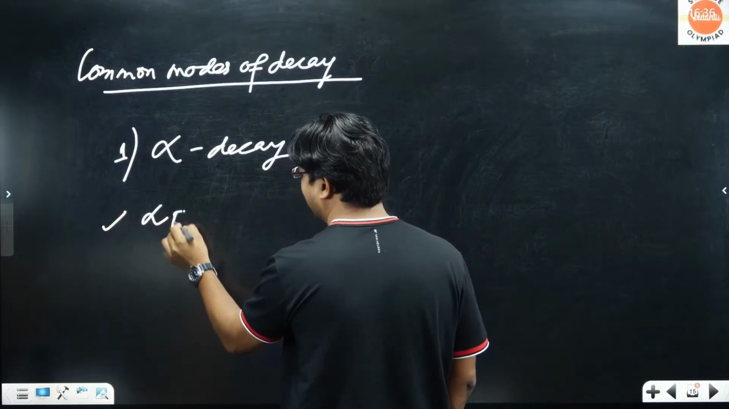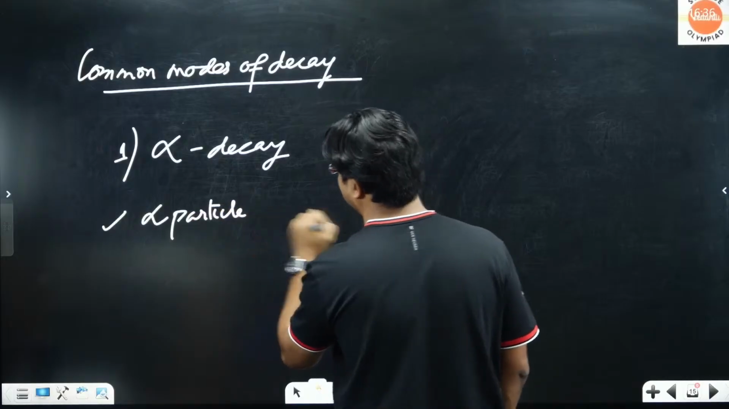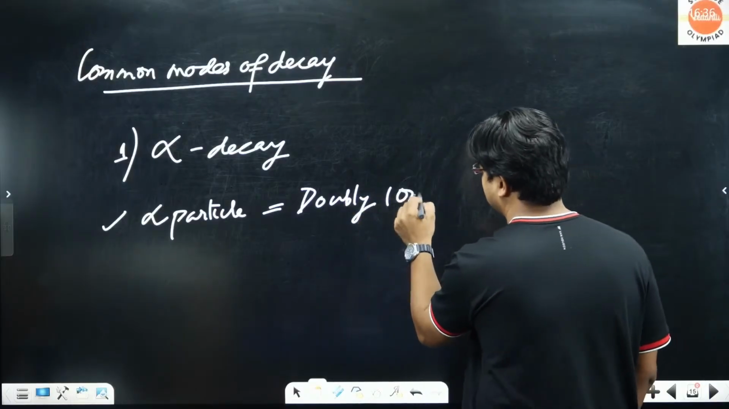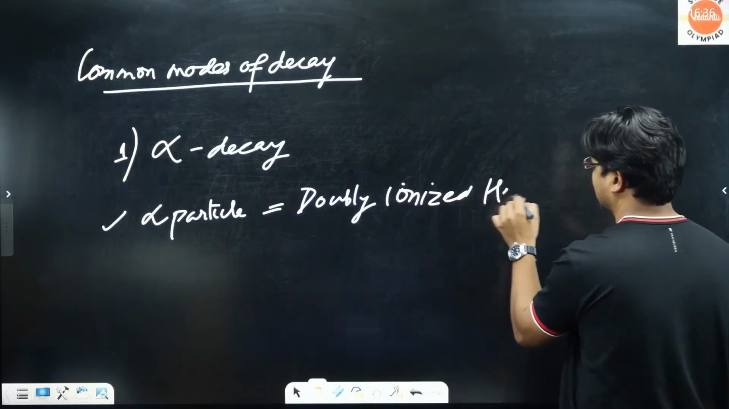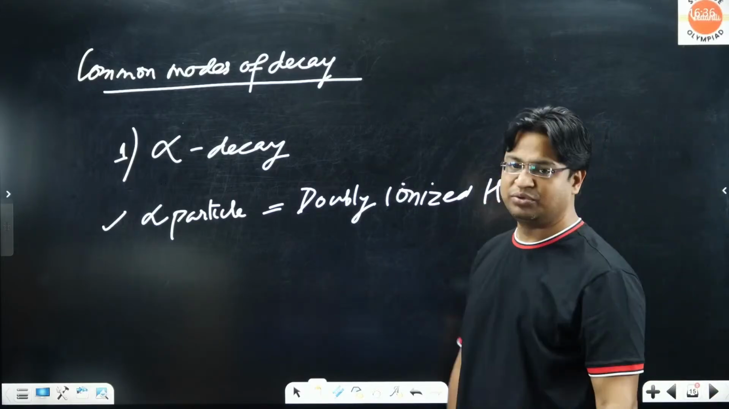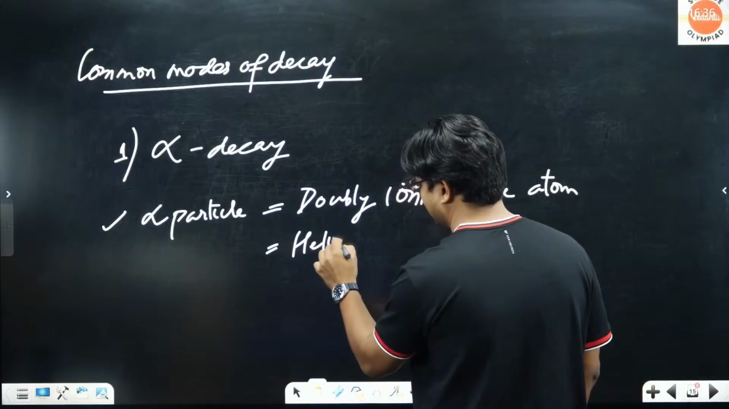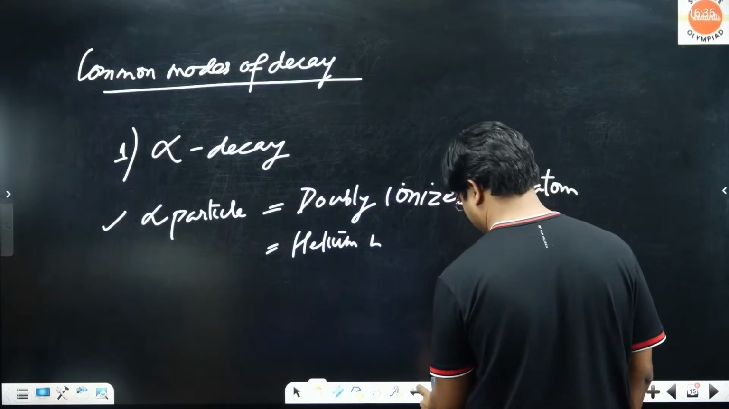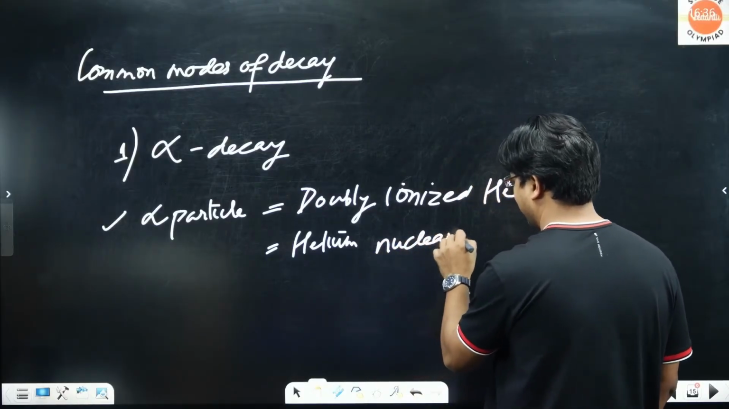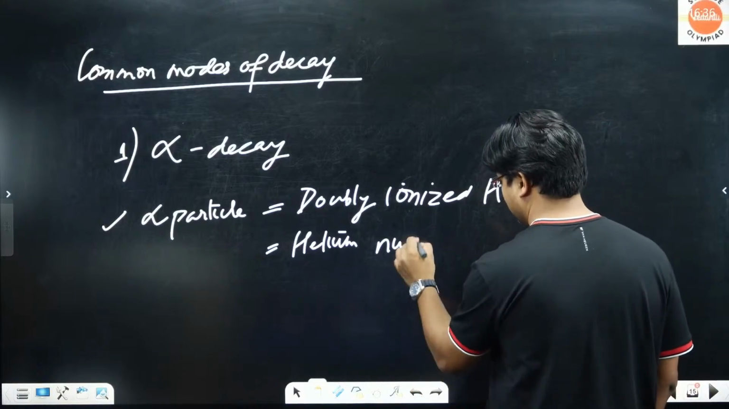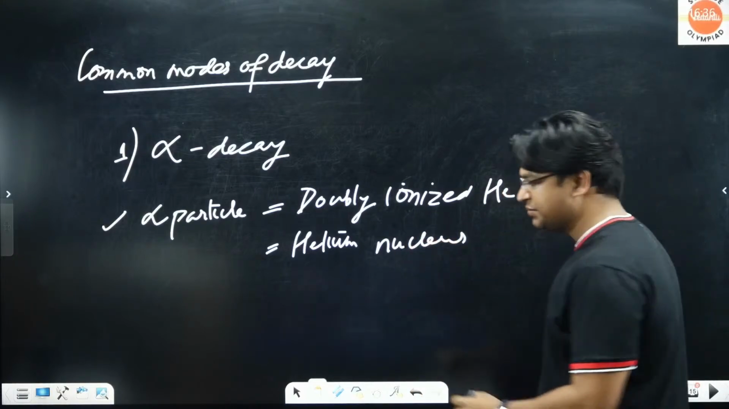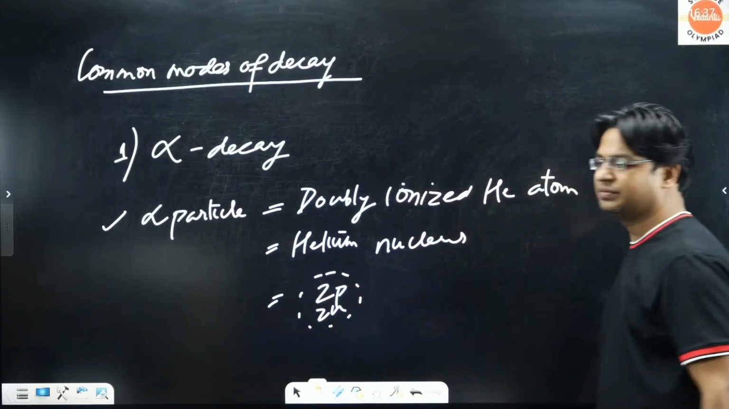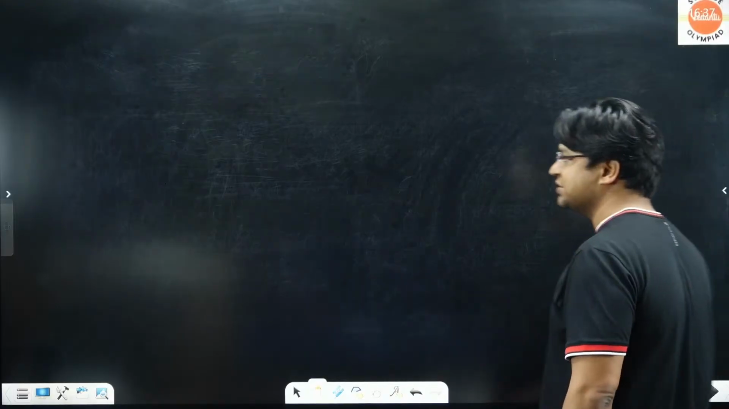So what is an alpha particle? An alpha particle is basically a doubly ionized helium atom, or very simply, it is a helium nucleus. That's it. That's an alpha particle. It is a helium nucleus, which means it is basically a collection of 2 protons and 2 neutrons.